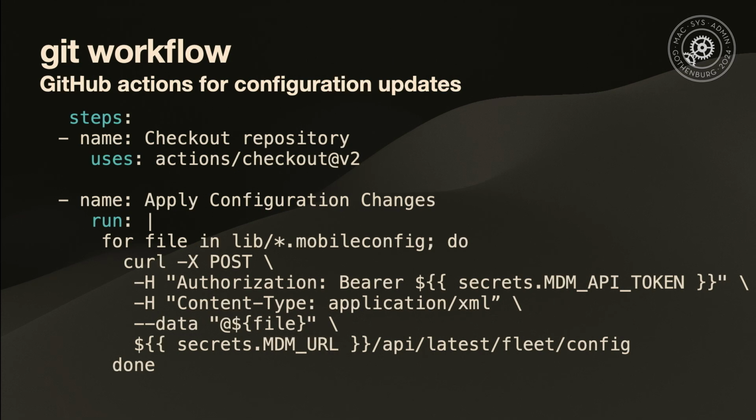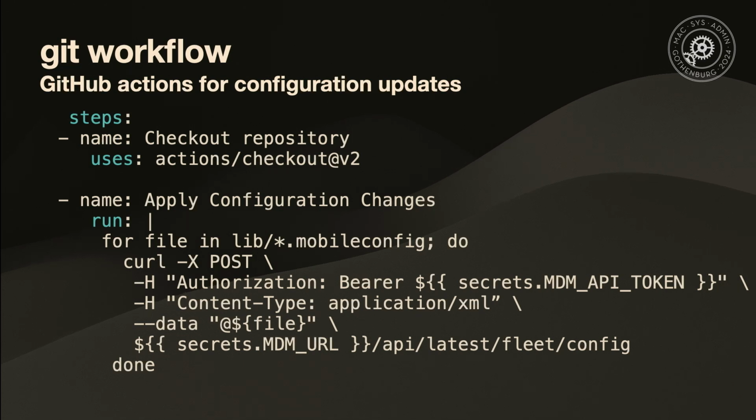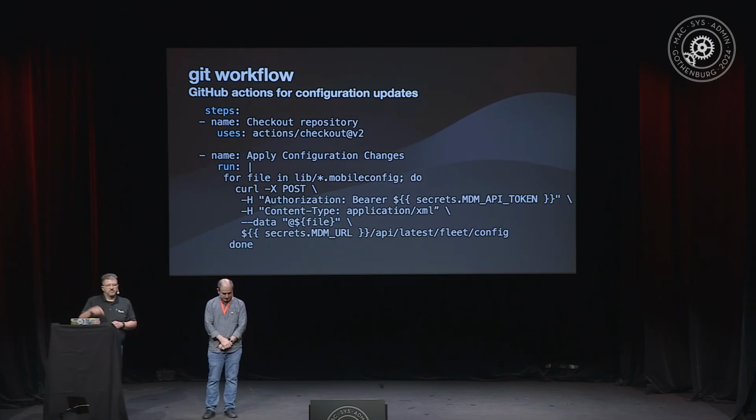So for this workflow, we're just going to use the curl command to call the API and make an API request and pass along all the configurations that are sitting in lib/*.mobileconfig. So I'm using the Fleet API here. You can substitute your API endpoint here. Again, do not hard code your secret for your MDM API token here, please.